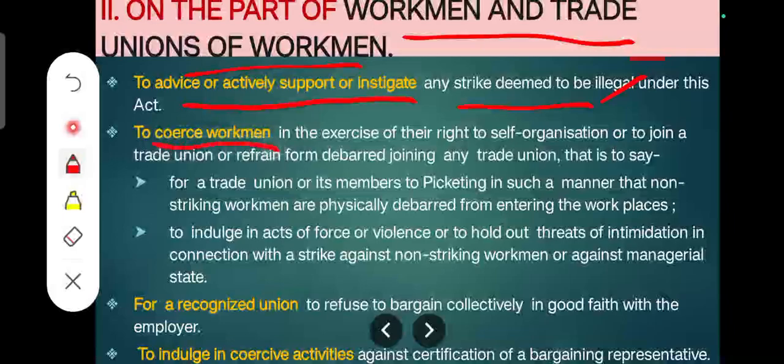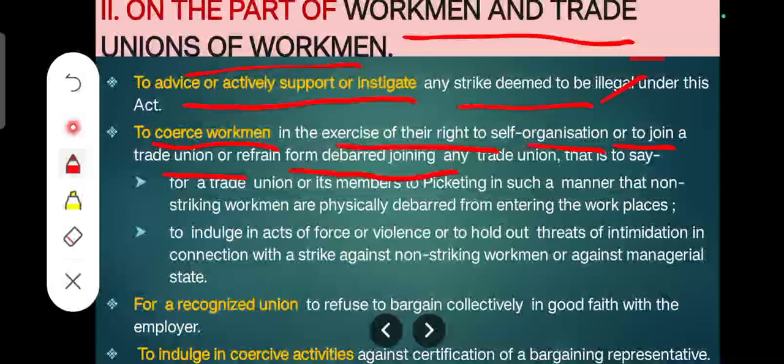To coerce the workmen. Now you are just trying to scare your co-workers in exercise of their right to self-organization or to join a trade union or refrain from joining any trade union. You are making them join a trade union or you are telling them not to join a trade union. So you are just trying to make the other people fearful. So that is unfair labor practice.